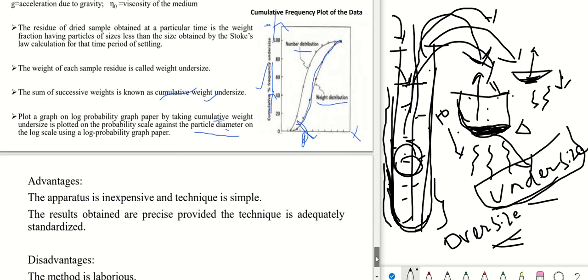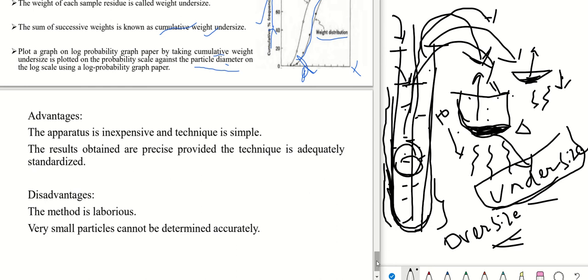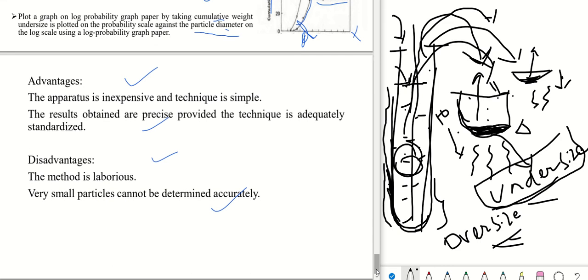Now let us see the advantages and disadvantages. The apparatus is less expensive, and the technique seems to be simple, but it has its own disadvantages. It is very laborious. We need to take out the samples now and then. We need to weigh it. We need to check. So it is a laborious one. But at the same time, the results produced by this technique are very precise, nearly accurate. But for very small particles, this cannot be determined accurately. So these are the advantages and disadvantages of the sedimentation technique.